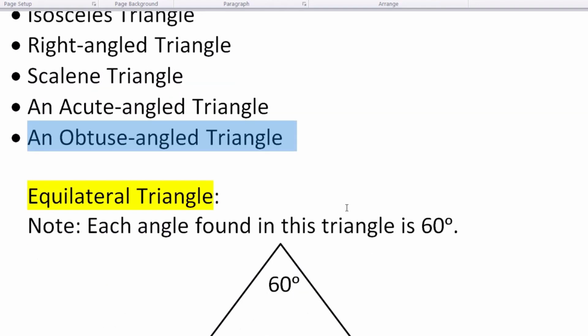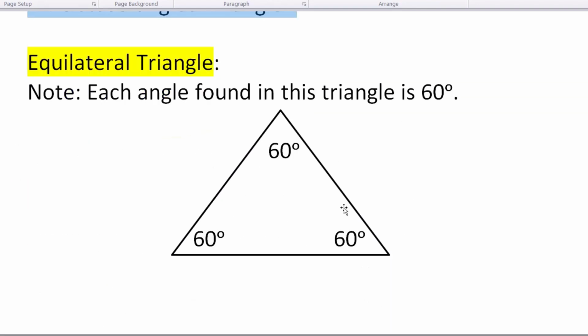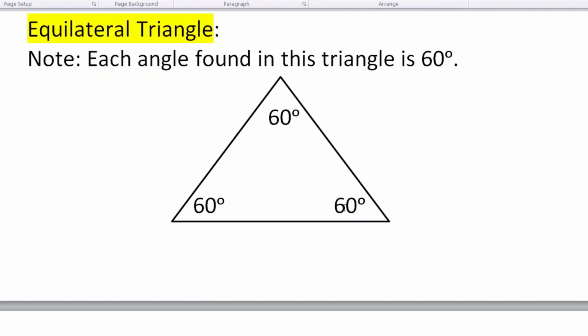What is an equilateral triangle? The definition is in the name itself. An equilateral triangle has all three sides equal and the three angles are also equal, and each angle found in this triangle is 60 degrees. So a total sum of 180 degrees is found in an equilateral triangle.